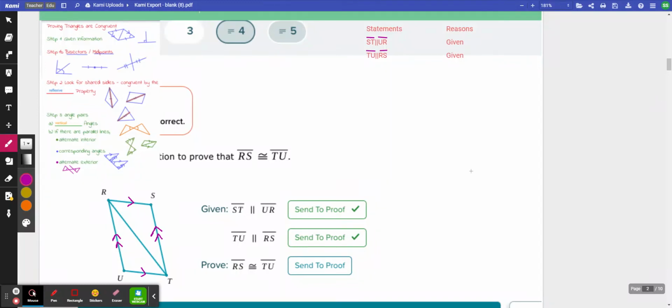So for this one, we're proving that we have a parallelogram, because we're given two pairs of parallel lines, so this is a parallelogram that's cut diagonally into two triangles. So we have to prove that the two triangles are congruent so that we can prove that one of the pairs of opposite sides is congruent, which is actually a property of parallelograms, and so this is how you prove that property of parallelograms.